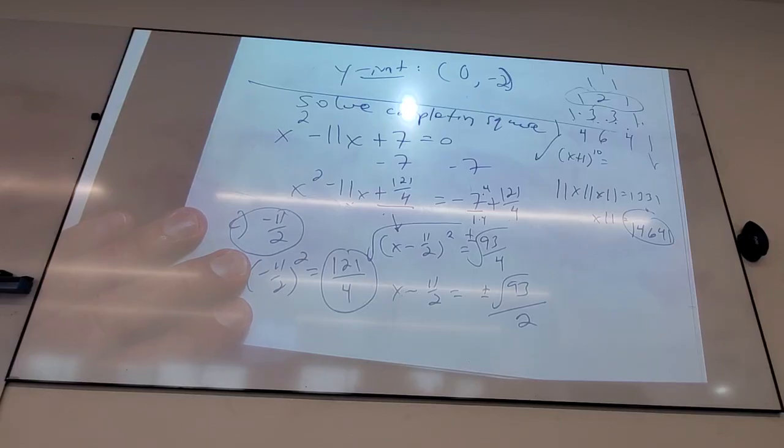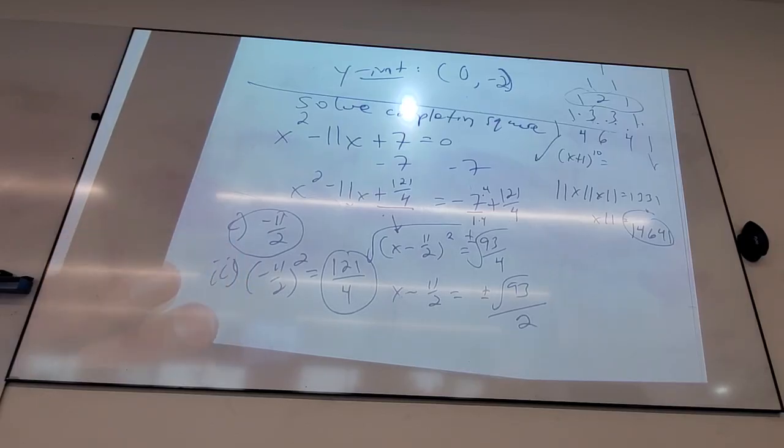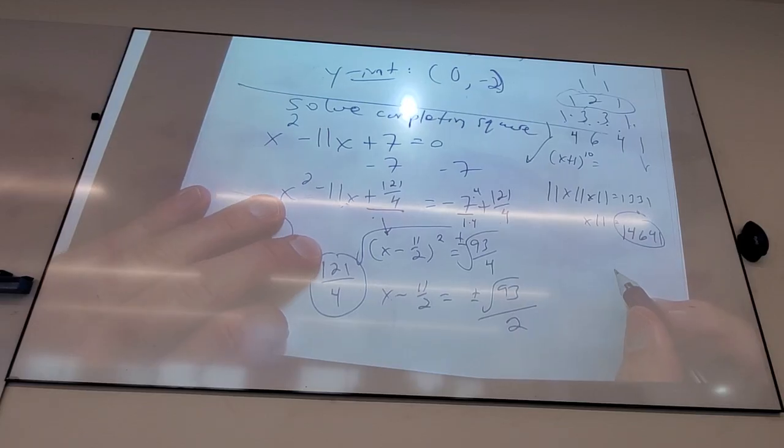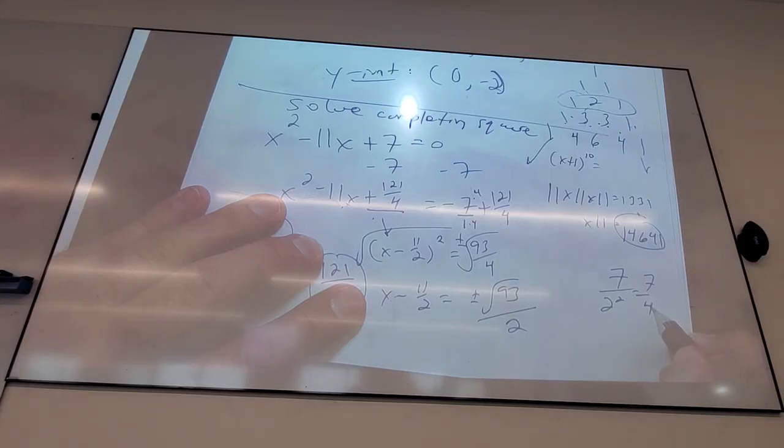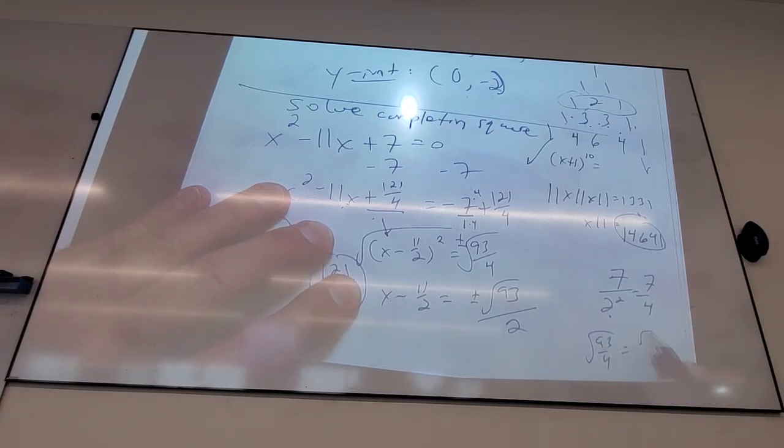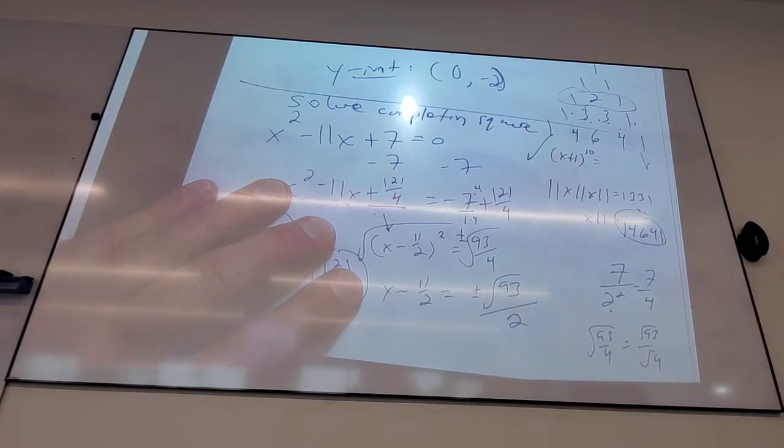Now, real quick. If I said, what is 7 over 2 squared? Isn't that 7 over 4? Yes. You can simplify each of these separate from the other, correct? But on the top, they were combined, they were together. You ready? Square root of 93 over 4 is the square root of 93 divided by the square root of 4. Right.